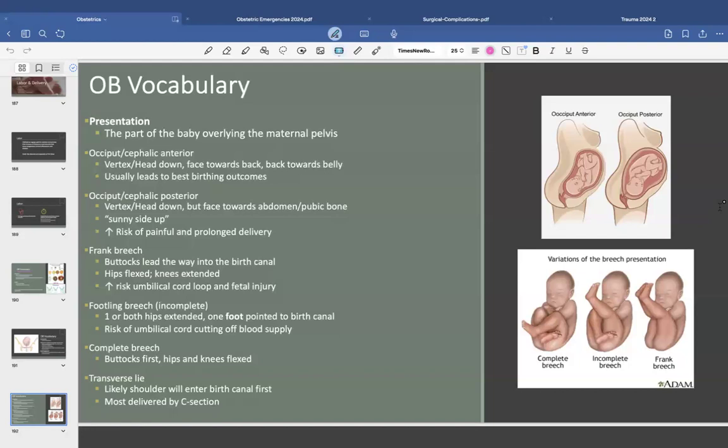Okay. Other presentations, next: frank breech, footling breech, and complete breech. There are pictures of those at the bottom. In frank breech, the baby's buttocks lead the way. The hips are flexed and the knees are extended. In this position, these babies are at a high risk for umbilical cord prolapse and fetal injury.